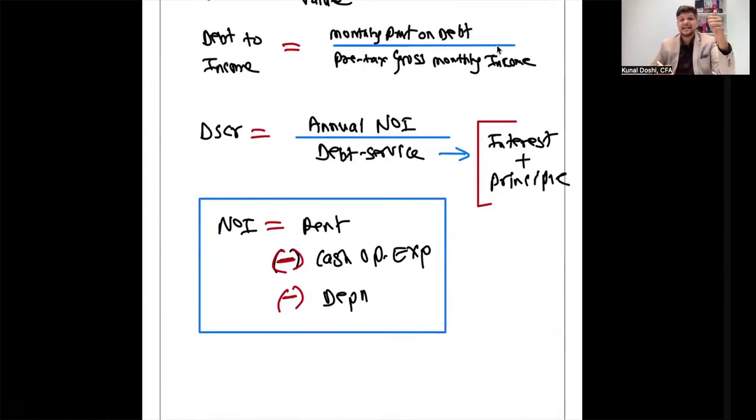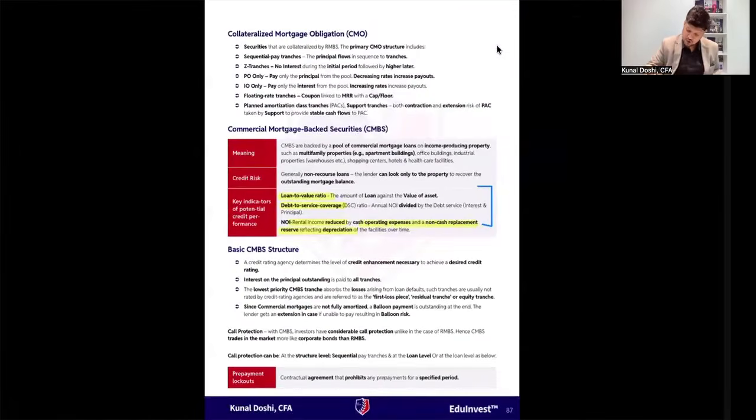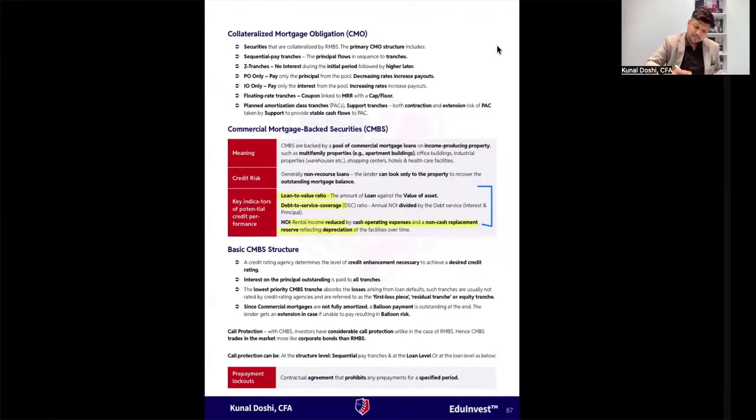So guys, maintenance, repairs, taxes, property taxes, all of that are subtracted from cash operating expense, right? And any depreciation is also subtracted from the rent. That is your NOI. NOI divided by debt service is debt service coverage ratio. Yes, check and confirm.